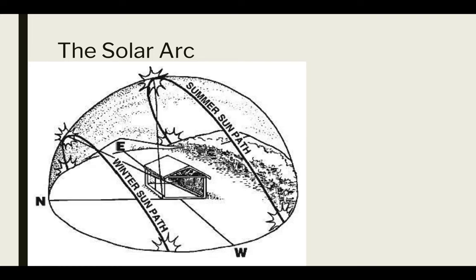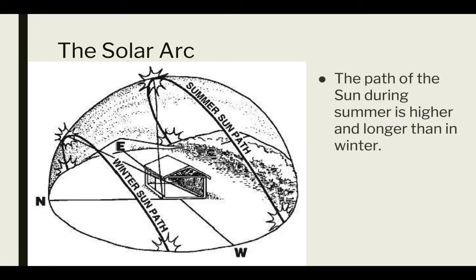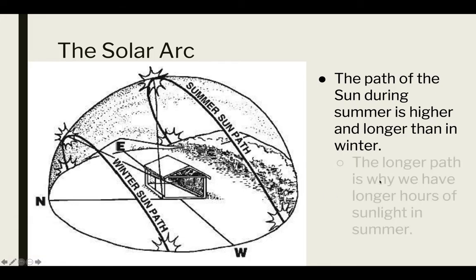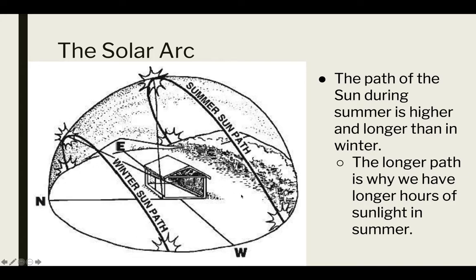So the solar arc. Okay, now as we see here, this is us. This would be showing not Abu Dhabi. The path of the sun in Abu Dhabi wouldn't be quite this extreme. This would be somewhere located more in North America, probably in Alberta. So, as you can see, the path of the sun during the summer is higher and longer than during the winter. So this is the summer sun, and then this is the winter. I think you kind of get that. So the longer the path, that is why we have longer hours of sunlight in the summer.